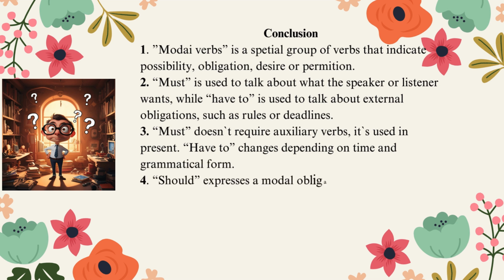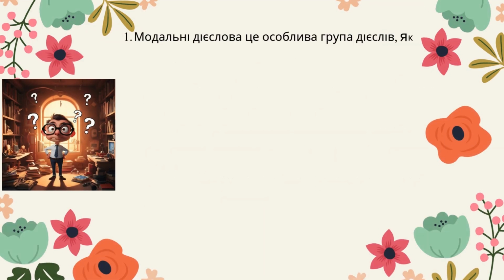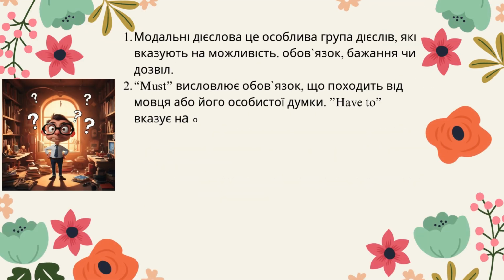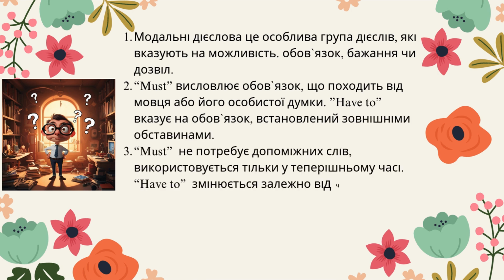What are their grammatical features? Must does not require auxiliary verbs. It is used in the present. Have to changes depending on time and grammatical form. Which expresses should? Should expresses a moral obligation, expectation of something, or confidence. To better understand the rules, read them in Ukrainian.